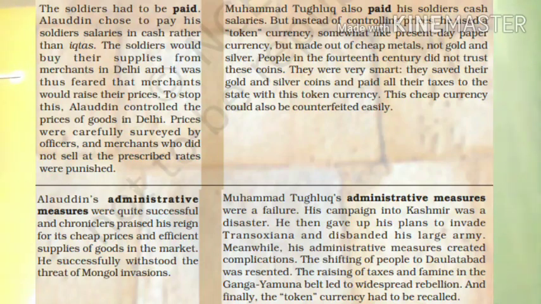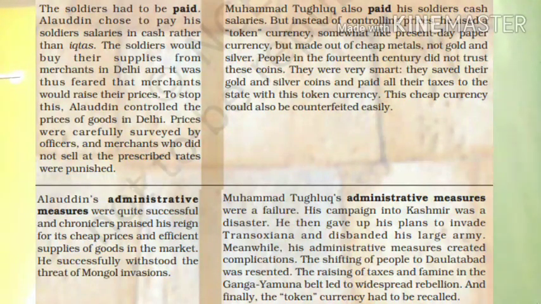But Muhammad bin Tughlaq's administrative measures were a failure. His campaign into Kashmir was a disaster. Just imagine facing a Mongol attack, and prices and all of this situation going out of hand, and Muhammad bin Tughlaq planned to attack Kashmir. He then gave up his plan to invade Central Asia and disbanded his large army. So the army which he raised was discarded, it was disbanded.